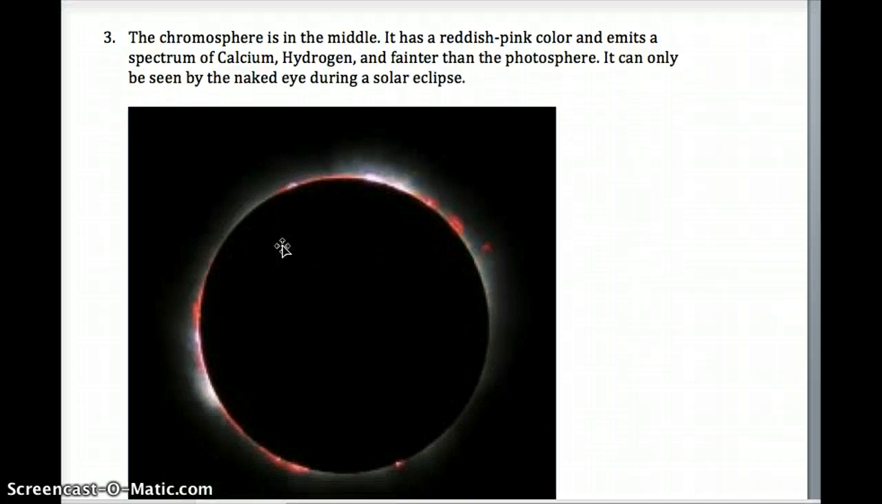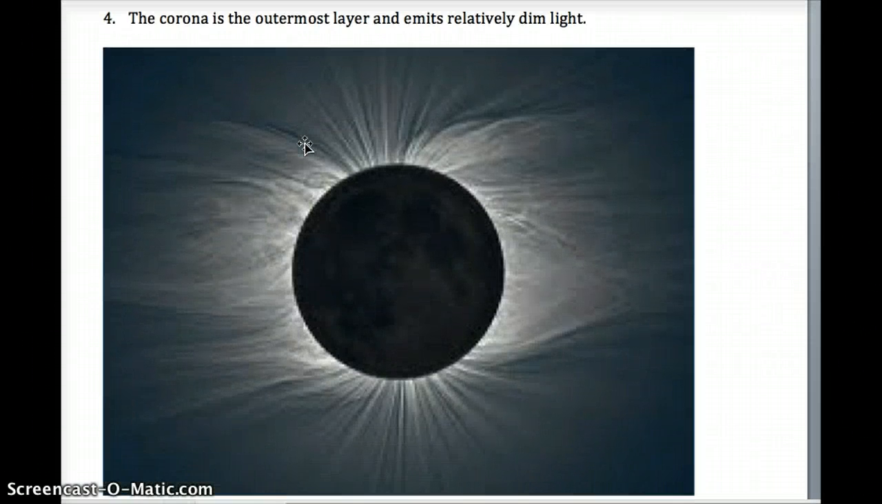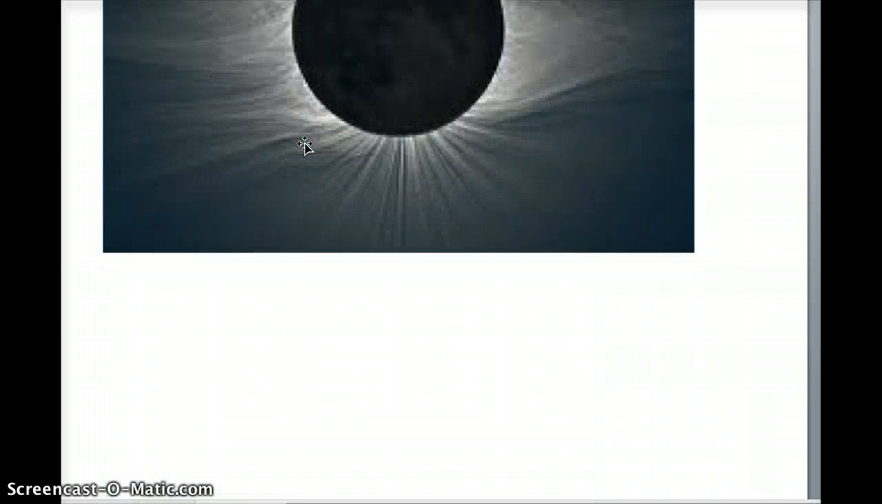The chromosphere is in the middle. It has a reddish pink color and emits a spectrum of calcium and hydrogen, and is fainter than the photosphere. It can only be seen by the naked eye during a solar eclipse. The corona is the outermost layer and emits relatively dim light.